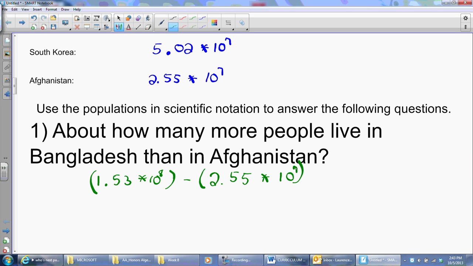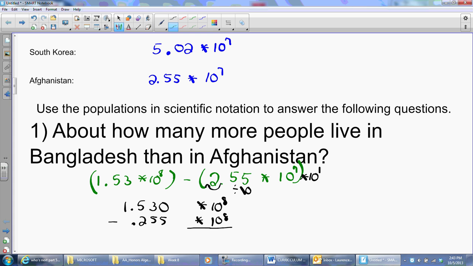All right, well, I need to make a match, right? I need the 7 to turn into an 8, so I'm going to multiply by 10. And that means I'll divide by 10 here, and then this will move it over. So I'm going to have 153 hundredths times 10 to the 8th, and I'll subtract, always lining up my decimal points. I'm going to need a 0 for a placeholder. And I'm ready to subtract.